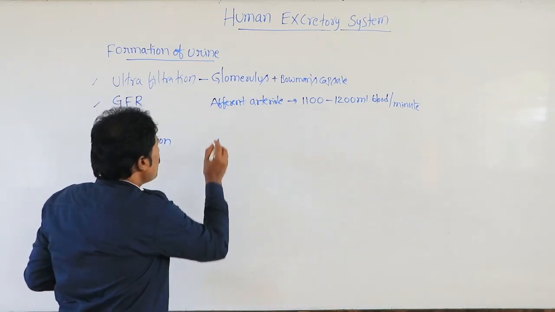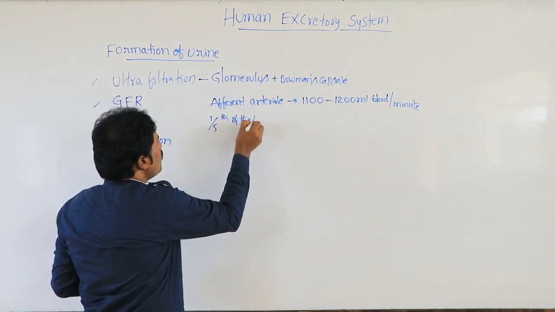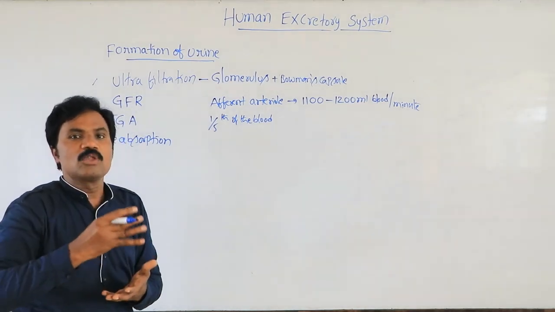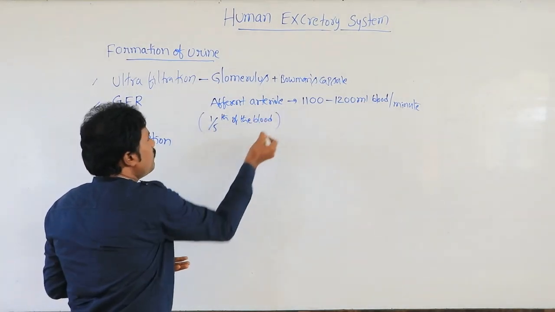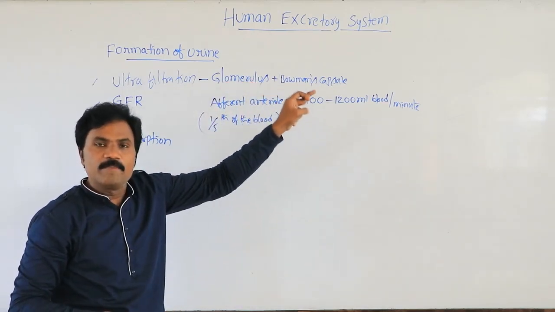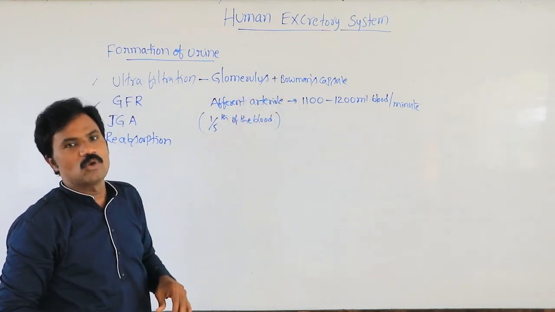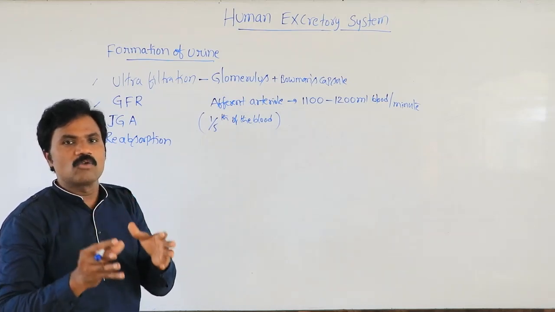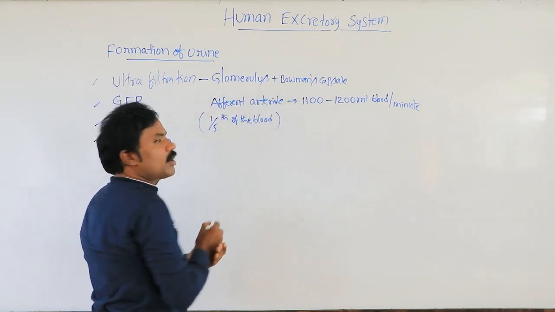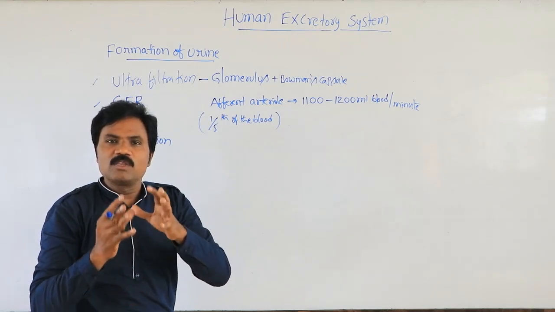That means 1/5 of the blood which the heart pumps enters the kidneys only. Inside the kidneys, it is the nephrons that play the important role for filtration. After entering the afferent arteriole, filtration takes place.